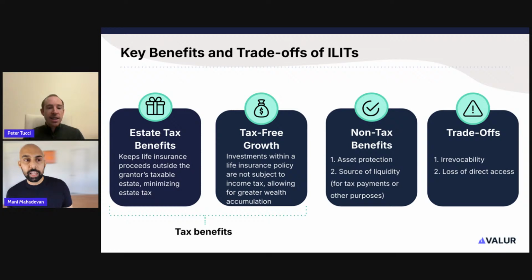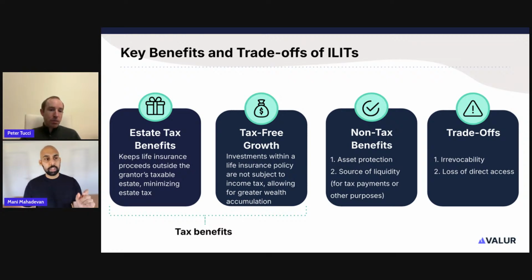And then tax-free growth. This is a reason why a lot of people who are worried about estate tax get certain types of insurance policies. It's a way to take advantage of the income tax benefits that insurance receives. Life insurance policies or any investments that they own are not subject to income tax. So it's a way to stack those income tax benefits on top of the estate tax benefits that ILITs already offer. And there are also a bunch of other non-tax benefits.